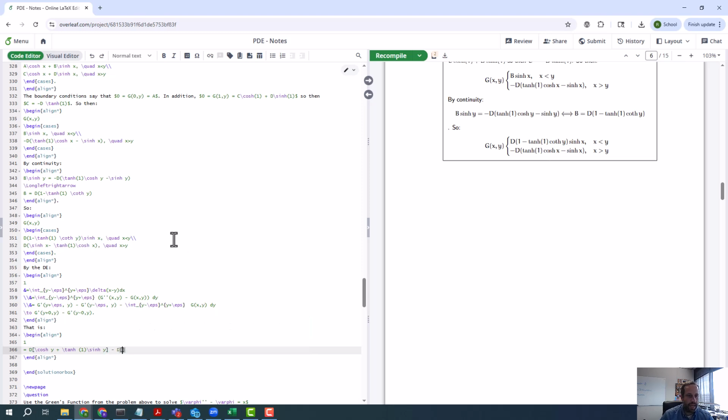Okay, what are we going to get here? It's going to be d times 1 minus tanh of 1 cotanh, or I'm not sure how to say some of these words. And then the derivative of sinh is cosh, so this is going to be cosh y. And now we can simplify things a little bit. Let's see what's going to happen here. We're going to get d.